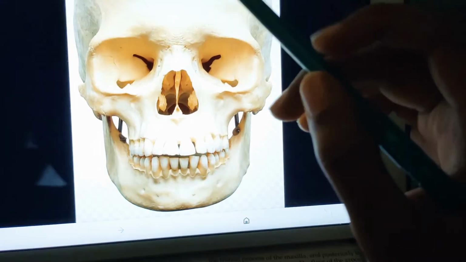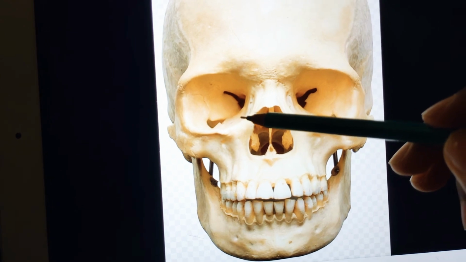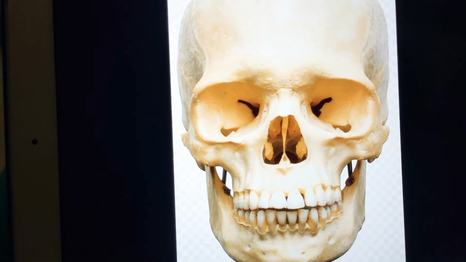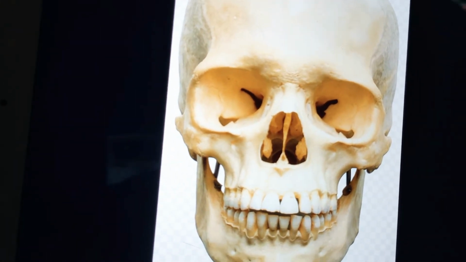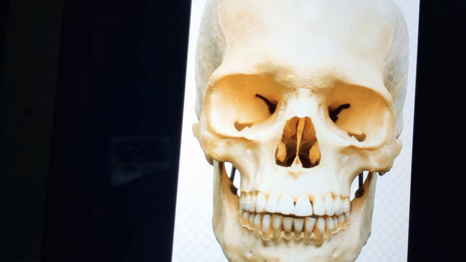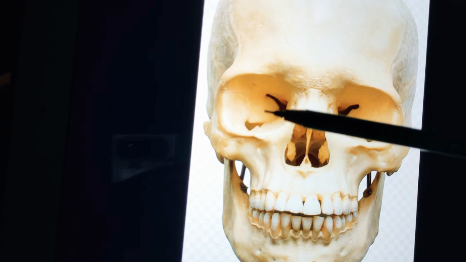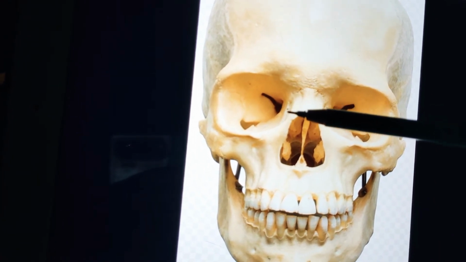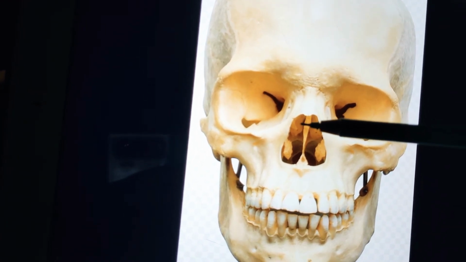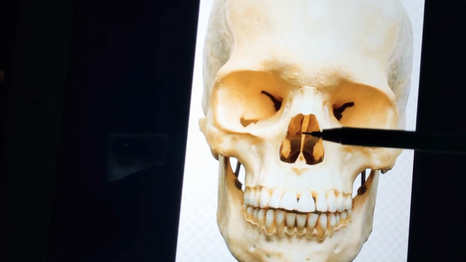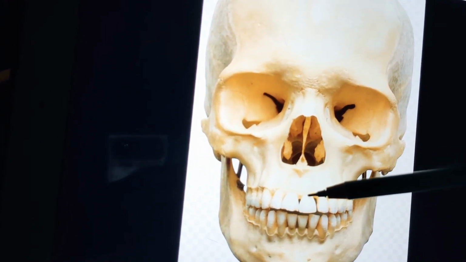The named features are: the lacrimal groove lies anteriorly on the medial wall. It is bounded anteriorly by the lacrimal crest of the frontal process of the maxilla, and posteriorly by the crest of the lacrimal bone. The floor of the groove is formed by the maxilla in front and by the lacrimal bone behind. The groove lodges the lacrimal sac, which lies deep to the lacrimal fascia, bridging the lacrimal groove. The groove leads inferiorly through the nasolacrimal duct to the inferior meatus of the nose.